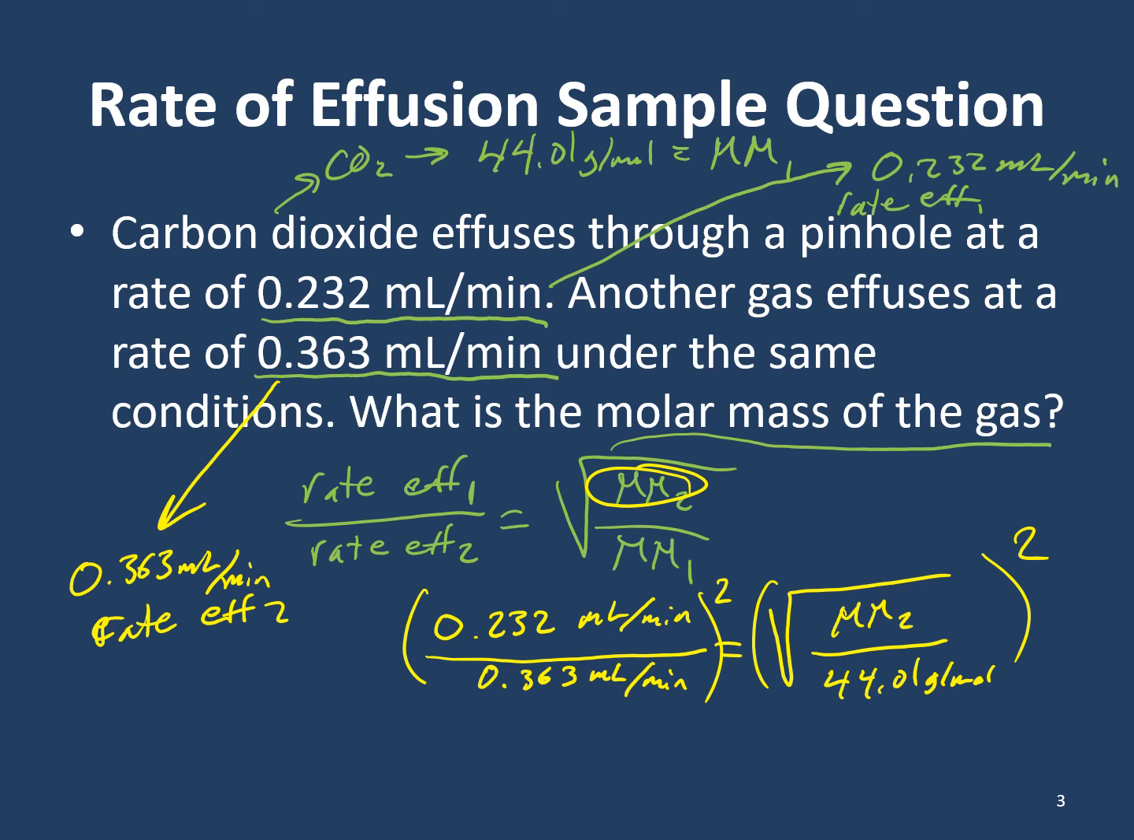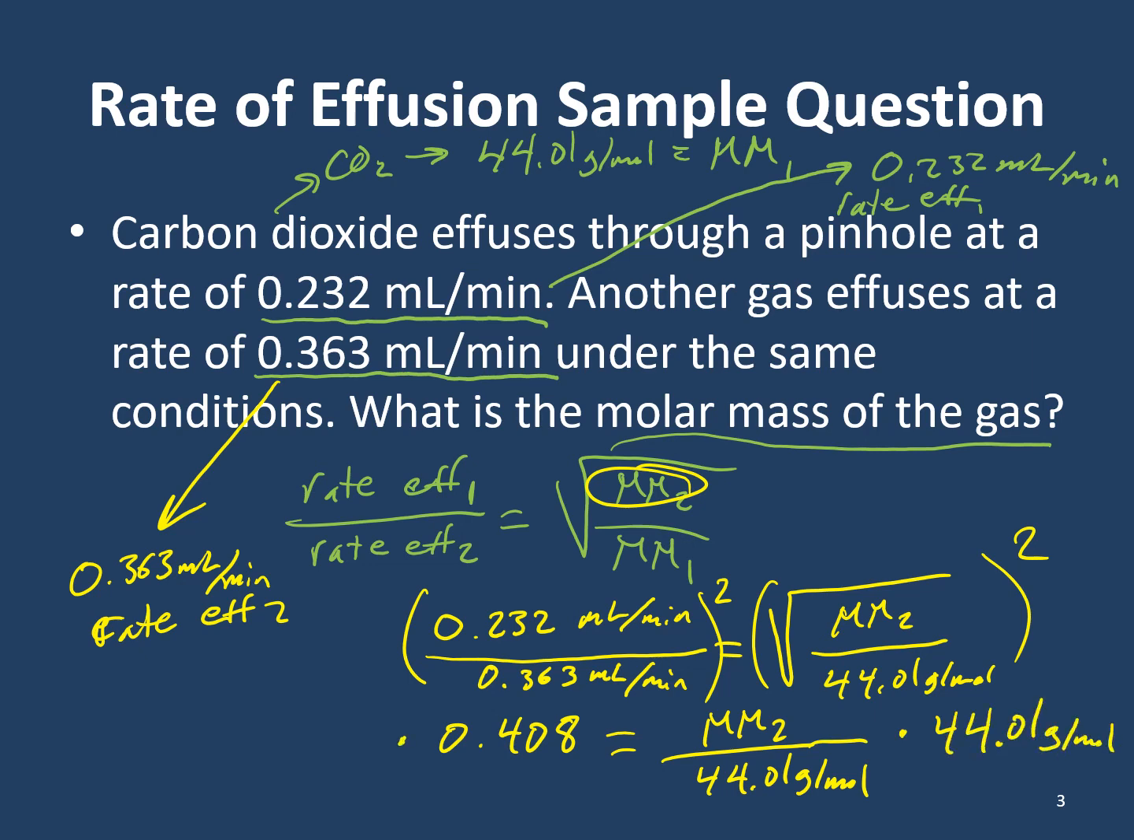And what we get is 0.408 is equal to molar mass 2 over 44.01 grams per mole. And so now I just need to multiply both sides by 44.01 to isolate our molar mass 2, right? And so what we get finally is molar mass 2 is going to be equal to about 17.97 grams per mole. And so there's our answer.